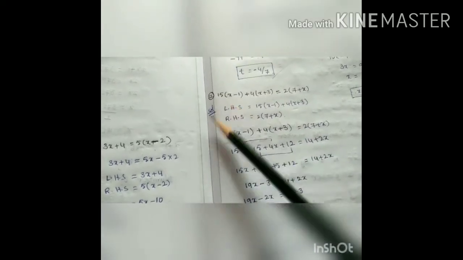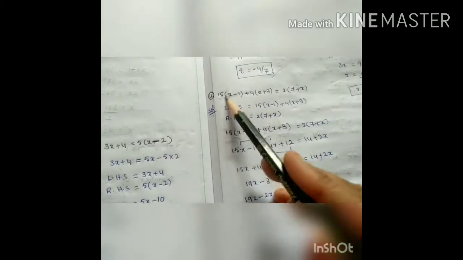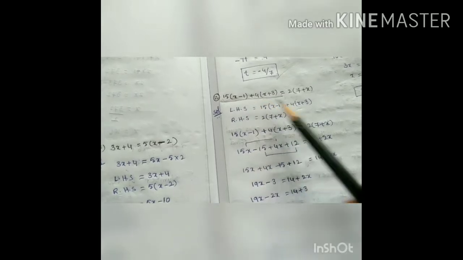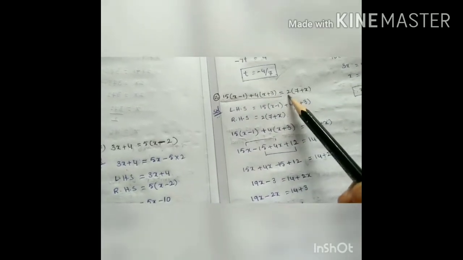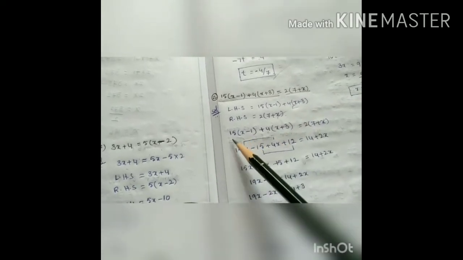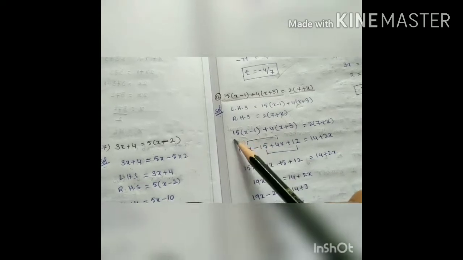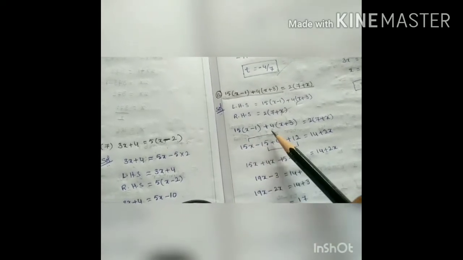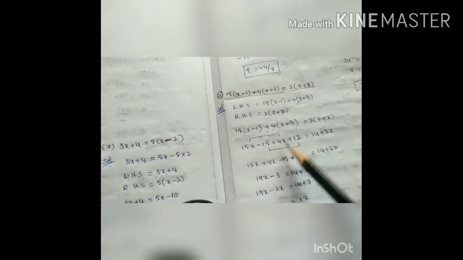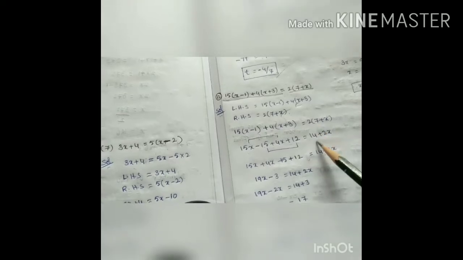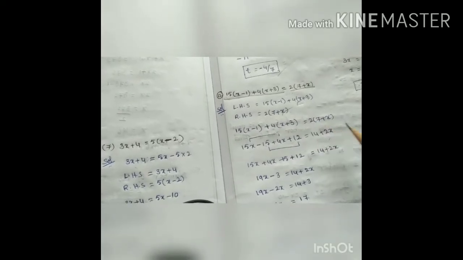Up to here, 15 into x minus 1 plus 4 into x plus 3 is the LHS. 2 into 7 plus x is the RHS. Okay children, now I will multiply each term with 15 and 4. So 15 into x, 15x, plus into minus, minus 15. Next plus 4 into x, 4x, plus into plus, plus 12, equal to 2 times 7, 14, plus 2 into x, 2x.